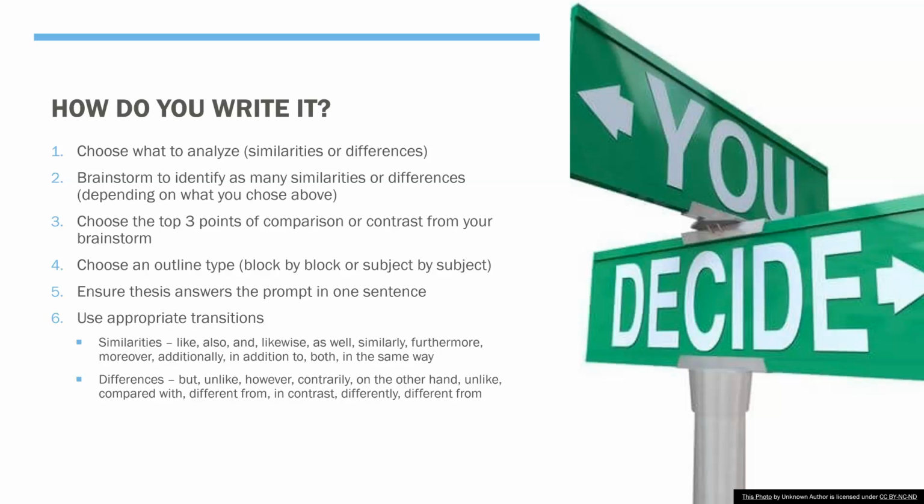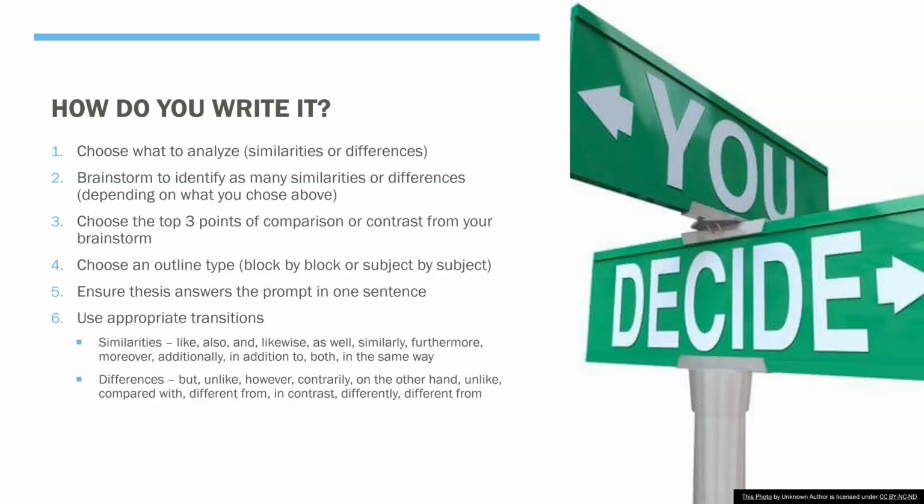The next step, brainstorm to identify as many similarities or differences depending on what you choose from above. If you're focusing on similarities, then come up with as many similarities as you can between the two subjects or products, or differences. And then once you've done your brainstorm, choose the top 3 points of support or contrast from your brainstorm. In other words, the 3 strongest points for your subject.